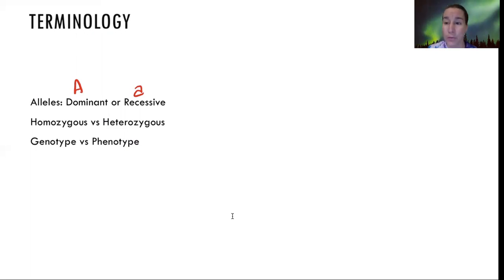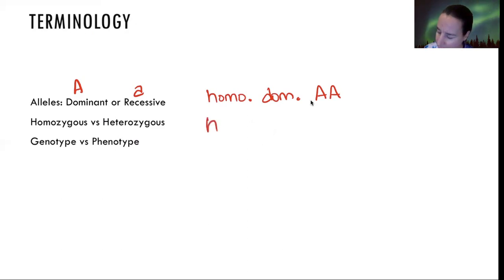If we have two of the exact same allele, it's called homozygous, because homo means same. So if we were going to write homozygous dominant, and we said that dominant is the capital letter A, then homozygous dominant we would write as two capital letters. What if something was homozygous recessive? It'd be the exact same, except homozygous recessive would be lowercase letters that are the same instead of uppercase letters that are the same.